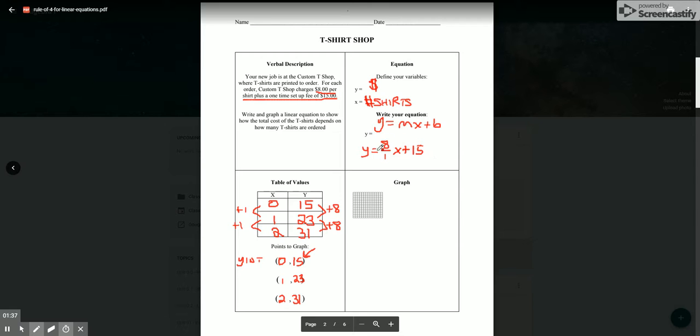And if we write it as a fraction, this actually helps us when we're graphing. We can know to go up by 8 and over to the right by 1. Of course, you don't have to write it as a fraction. You can write it as just 8x plus 15. Here's our x, our y, and the y is the dollars, and x is shirts.